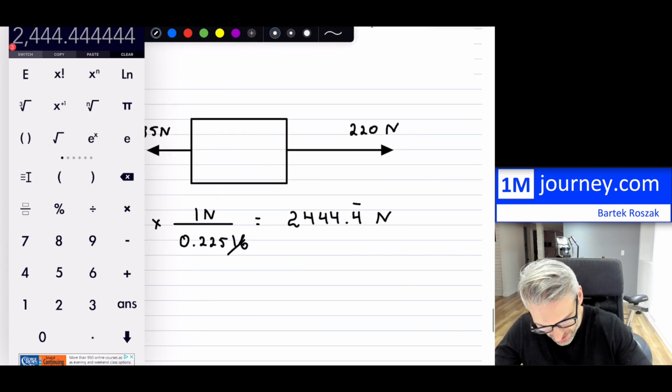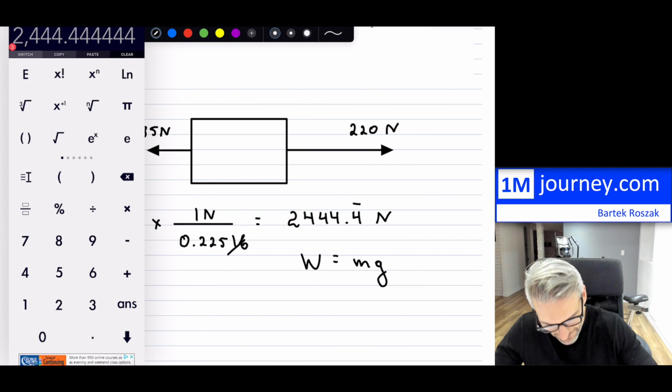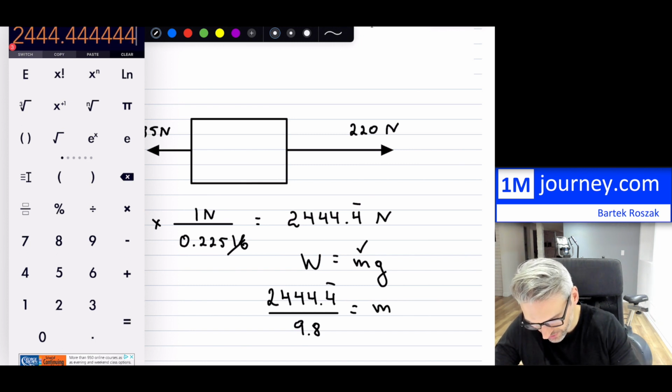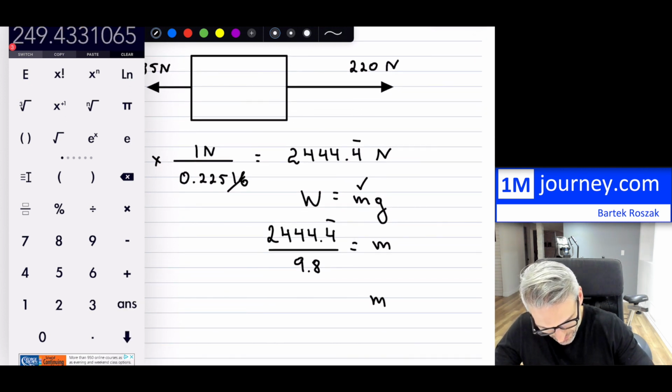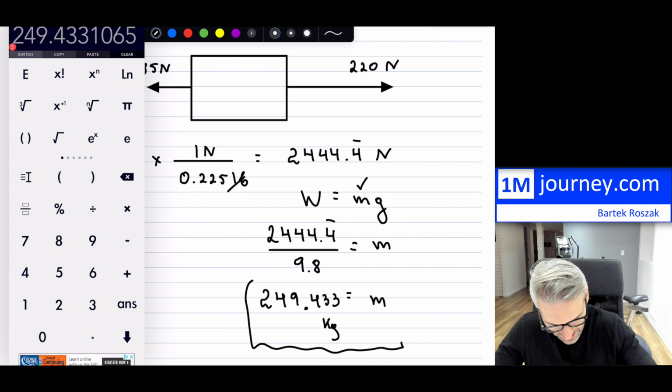Now, because this is the weight, don't forget that weight is equal to mass times gravity. If you want the mass, you can certainly find that by taking the weight and dividing by 9.8, and that's going to give you the mass. Since I have it on the calculator, and I'll probably need it at some point, I'll do that. The mass itself is equal to 249.433. I'll keep a few decimal places for the moment, and this is in kilograms. All right, so I have the mass here.